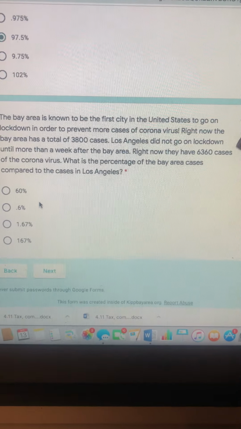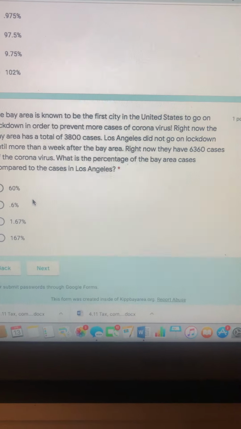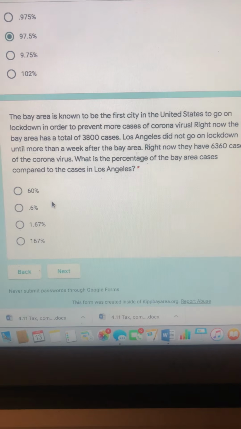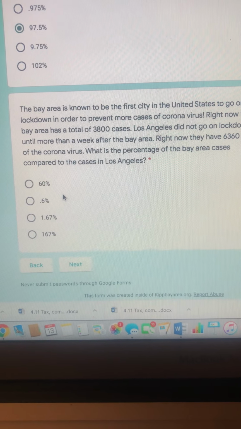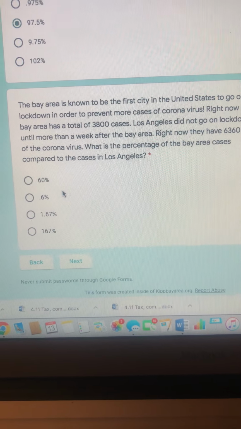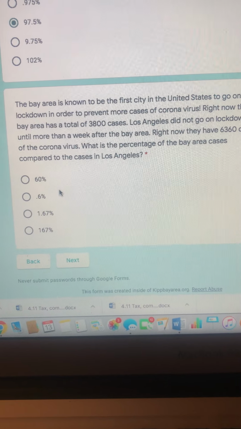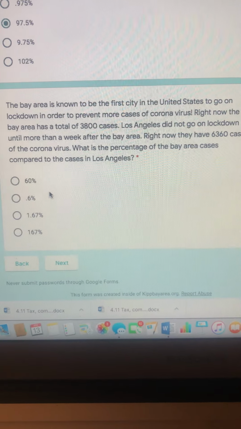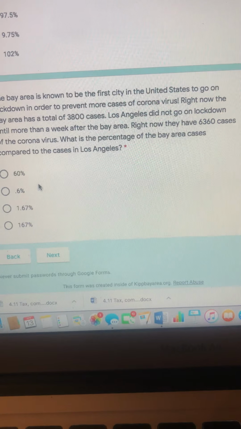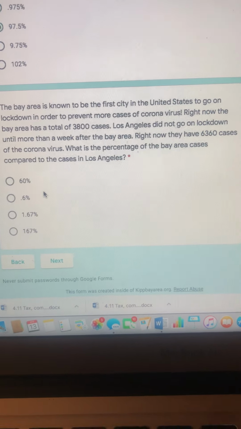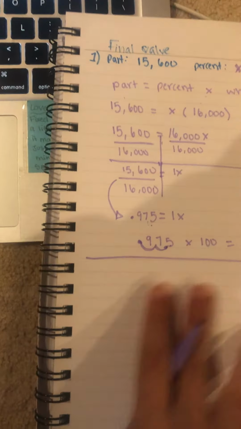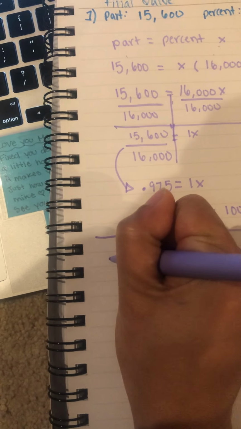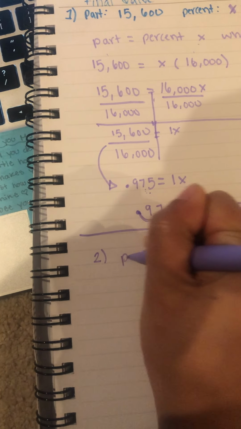Right now, they have 6,360 cases of the coronavirus. What is the percentage of the Bay Area cases compared to the cases in Los Angeles? Okay, so technically here we are comparing two numbers. Now, what I'm comparing is the Bay Area to Los Angeles, and so this actually might make it a little bit difficult to figure out the percent and the whole.